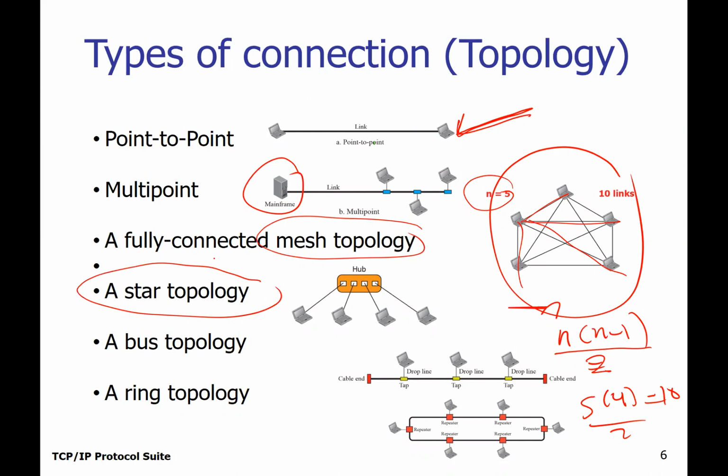The star is mostly what we are using now. Everything is connected to a switch, and the switch directs the traffic to the right destination. Or we can use a router. We will see what's the difference between a switch, router, hub, all this stuff, later. And again, nobody really uses those, so I'm not going to explain.